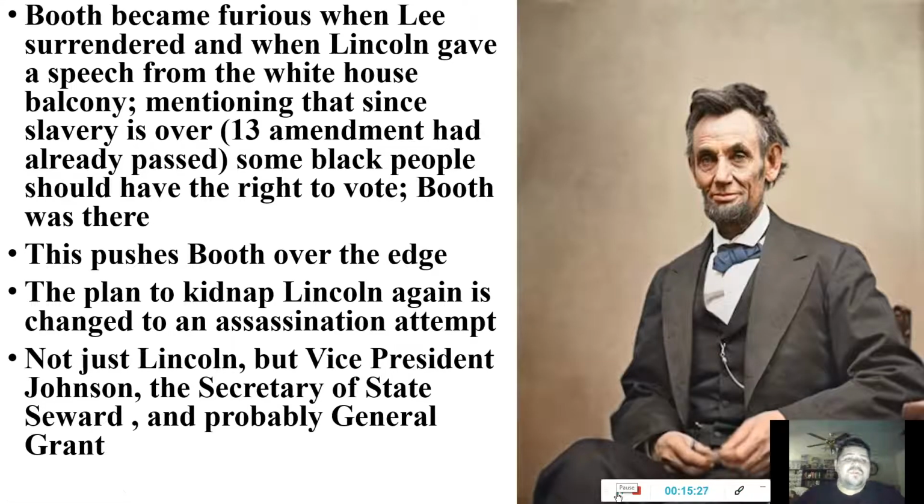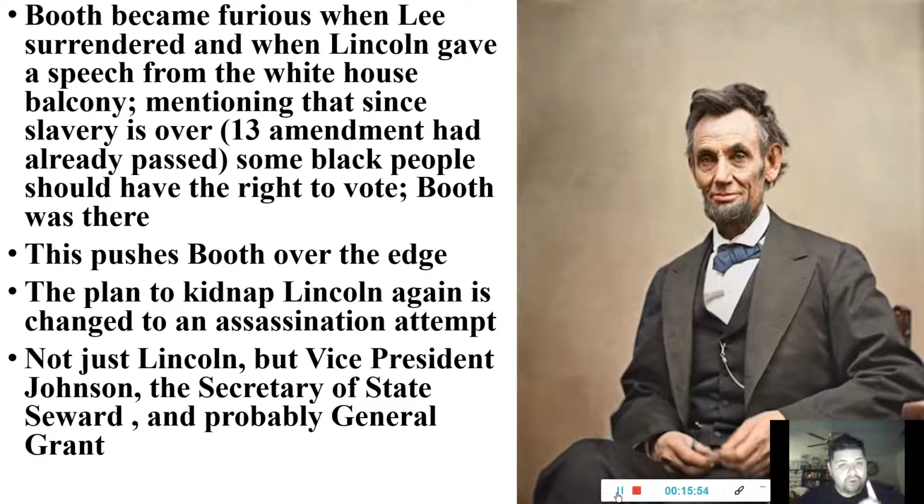All right. So here's the thing. Booth became furious when General Lee surrendered at Appomattox Courthouse in 1865. He was livid. He was so upset. Here's the great General Lee quitting, surrendering. How could he do that? And so Booth was very upset.